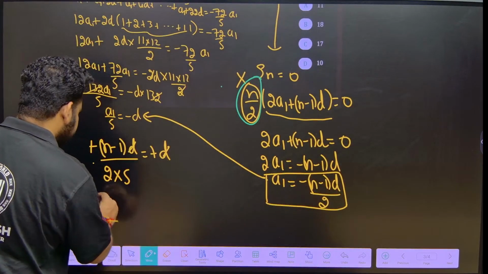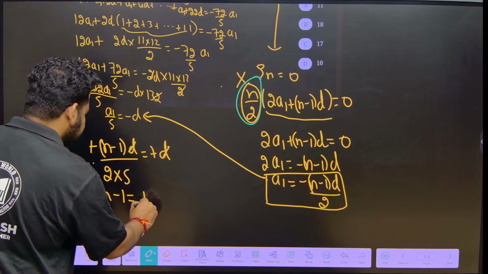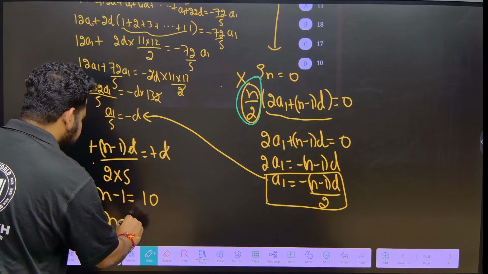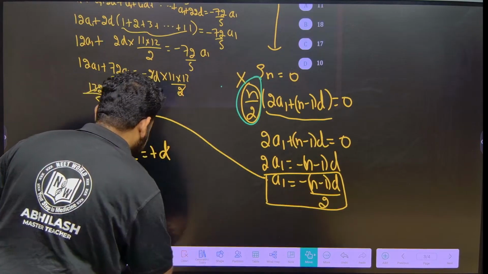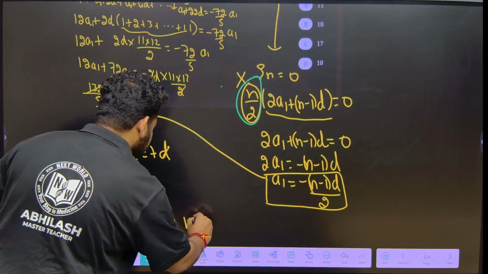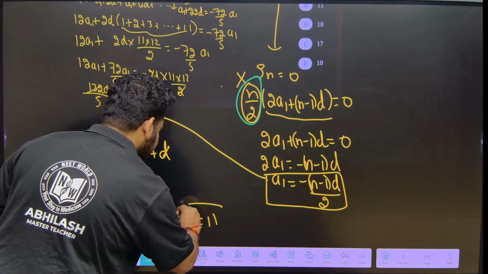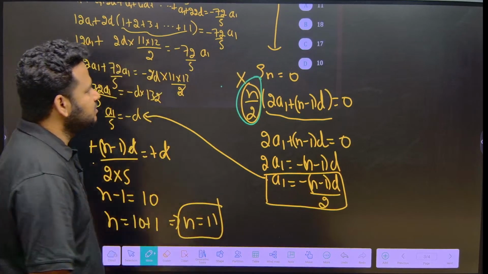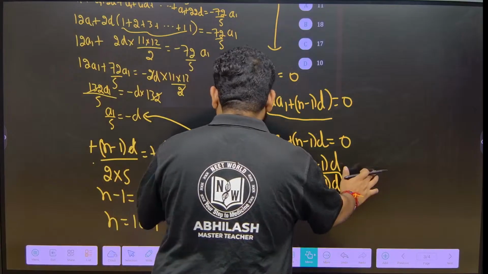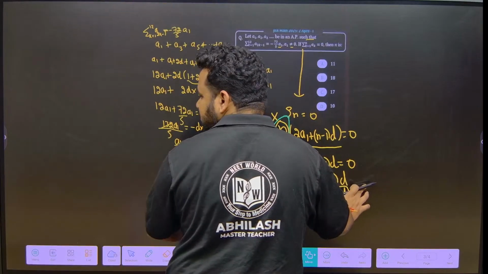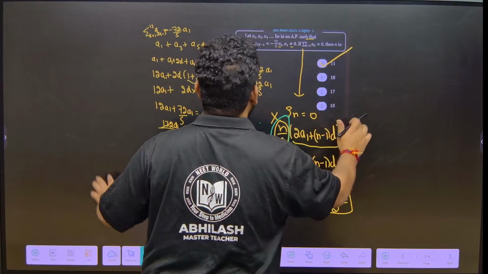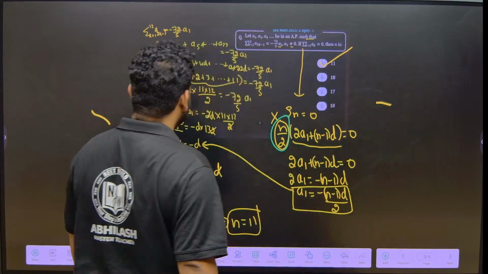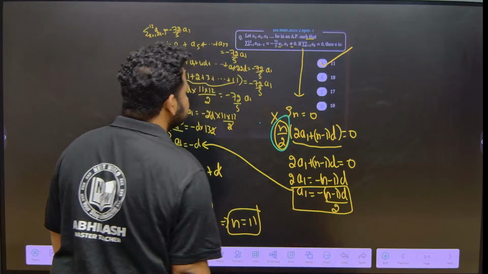Very simple now. n minus 1 will be equal to 2 into 5, that is 10. So n will be equal to 10 plus 1, that is n is equal to 11, which is the option we have to check. That is option A, n is equal to 11. Got it, friends? This is how we have to solve this question.